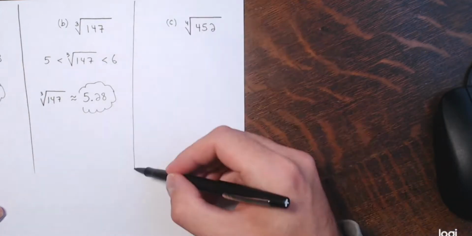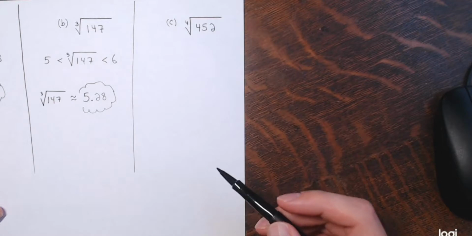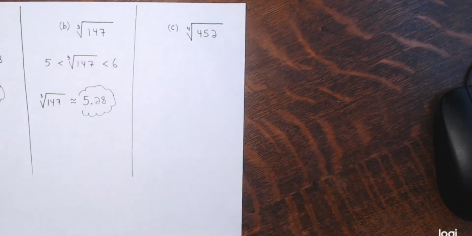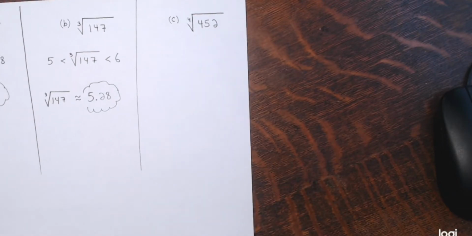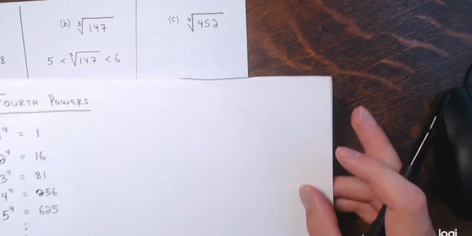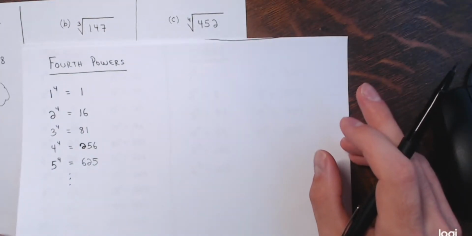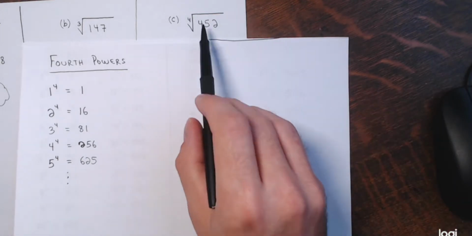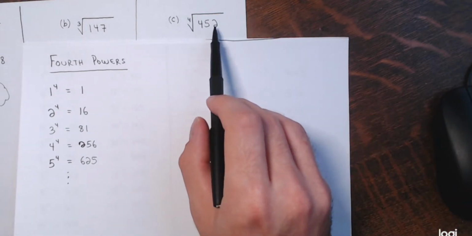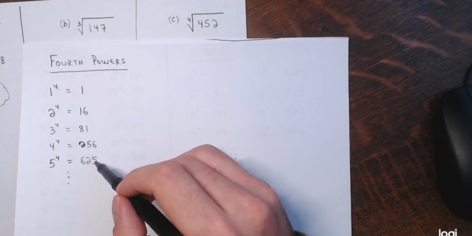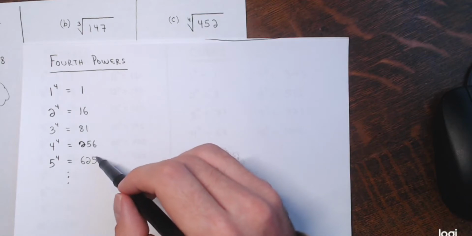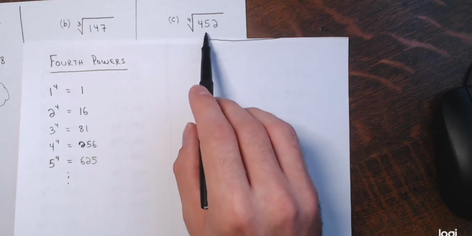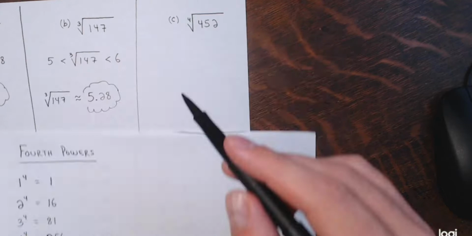Alright, then part C is another fourth root. Once again, we haven't seen it all that much. Here are the fourth powers I wrote up earlier, 1 to the fourth up to 5 to the fourth. Now the radicand, 452, is between 4 to the fourth and 5 to the fourth. It's between 256 and 625. So the fourth root of 452 is between 4 and 5.